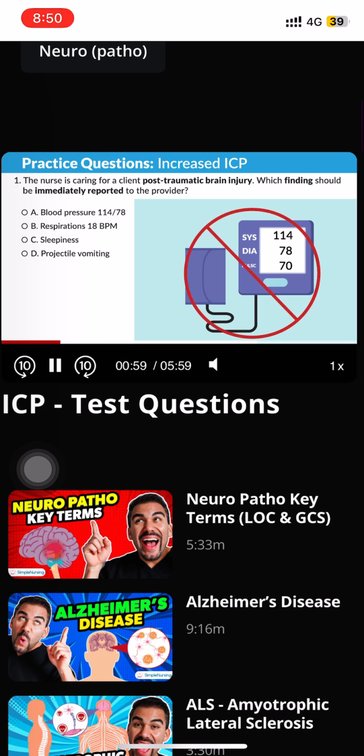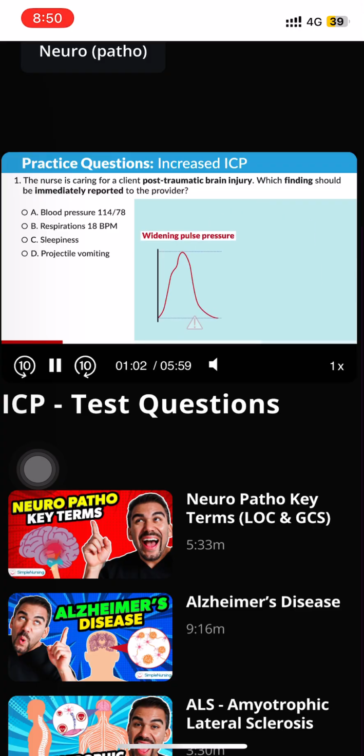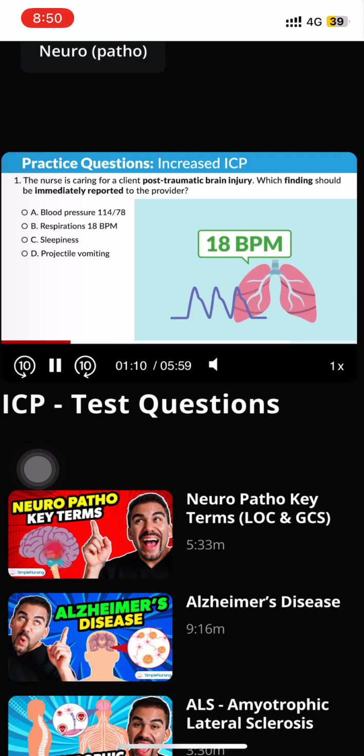This is actually a normal blood pressure. Now, if it was worsening, then we'd expect wide pulse pressure, with the top number and bottom number getting wider apart. Now, option B, respirations of 18 breaths per minute. No, incorrect. Currently normal. Between 12 and 20 is normal.